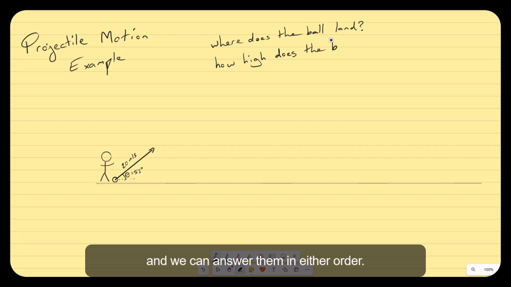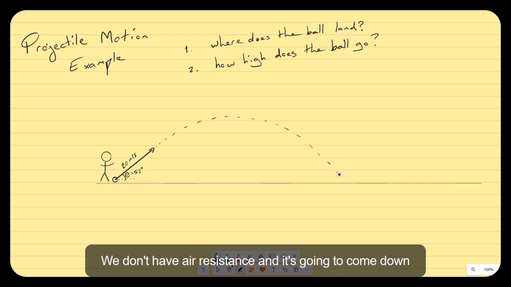and we can answer them in either order. We can pretty much always answer them in different orders. I'm going to try this one just the way that it's written. So this ball is going to go up. We don't have air resistance, and it's going to come down and hit some spot.